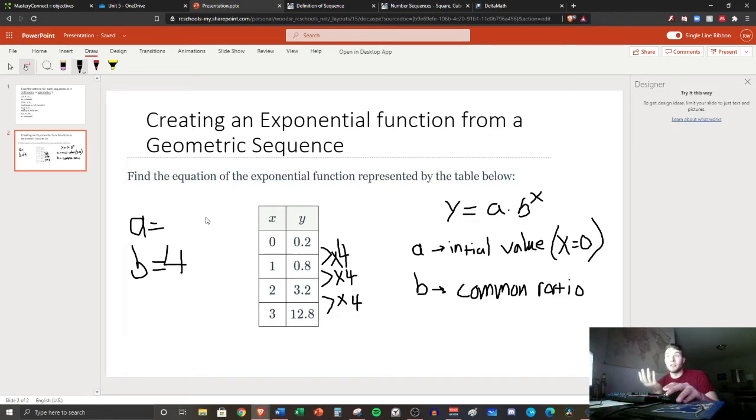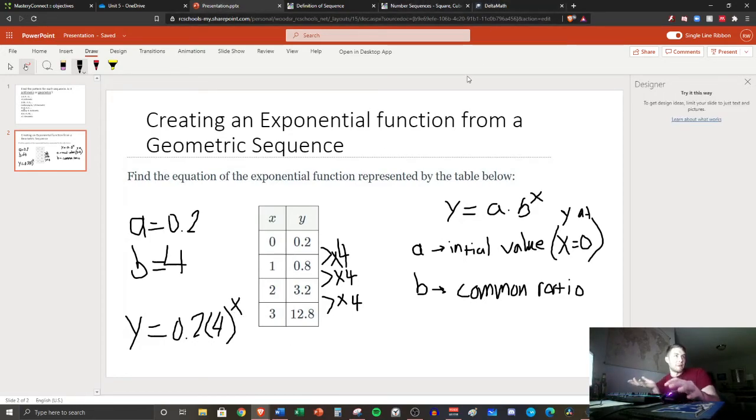A is the initial value where x equals 0. It's the y value. I'm going to say y at x equals 0. Well, that's 0.2, right? That's the initial value. So we start our equation y equals 0.2 times 4 to the x, and we're done. That's all we need to do.